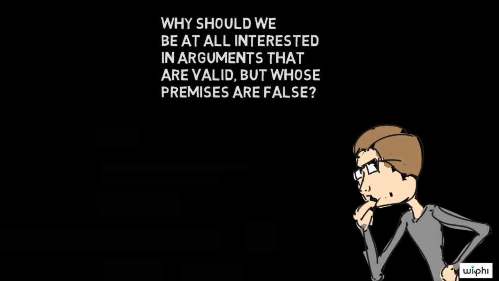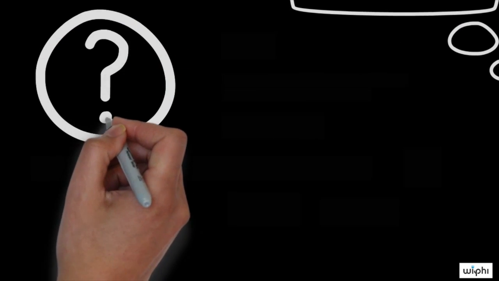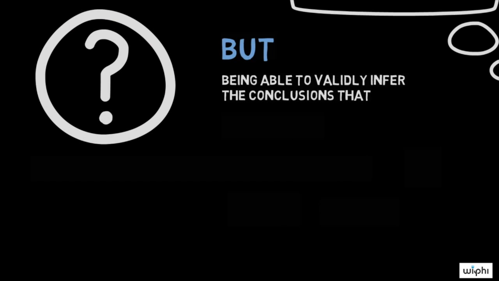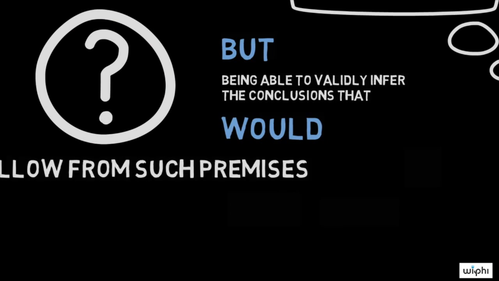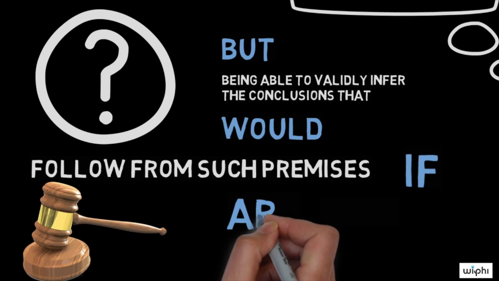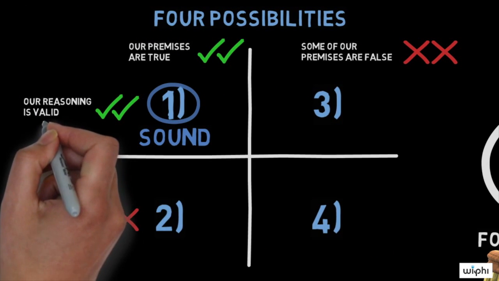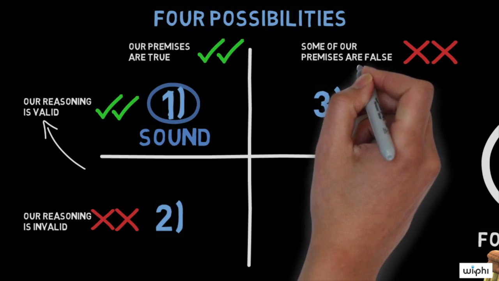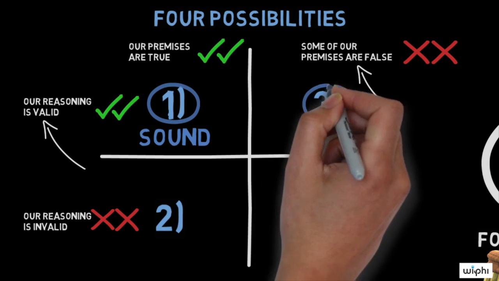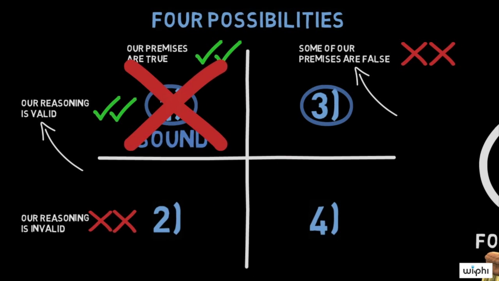Because of this, you might be wondering why we should be at all interested in arguments that are valid, but whose premises are false. One answer is that we are often not in a position to know whether our premises are true, but being able to validly infer the conclusions that would follow from such premises if they were true sometimes enables us to judge whether they are true. This is because validly inferring a conclusion that we know to be false from a given set of premises will tell us that one of our premises must be false too. After all, a false conclusion cannot validly be deduced from true premises.